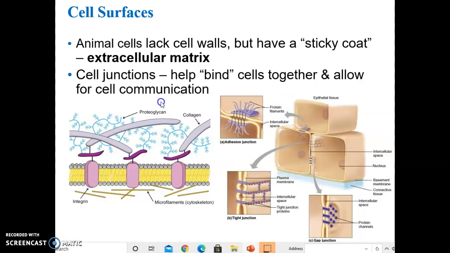And also some of the cell junctions allow for cell-cell communication, because some of the cell junctions are called gap junctions, and they have little channels between adjacent cells that are linked together, and cells can communicate with each other through chemicals or ions that would rapidly move between cells.